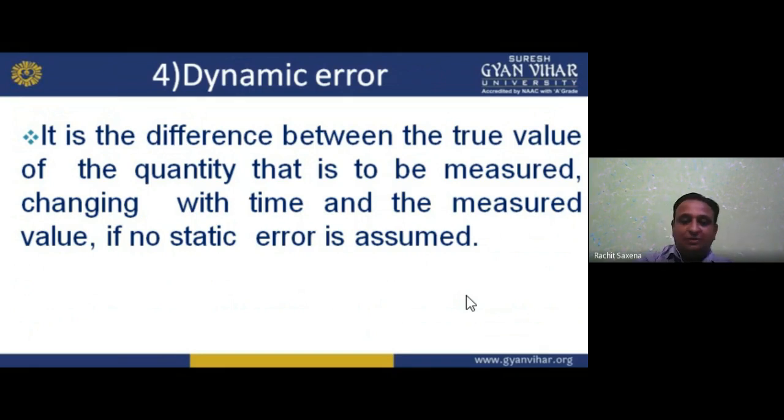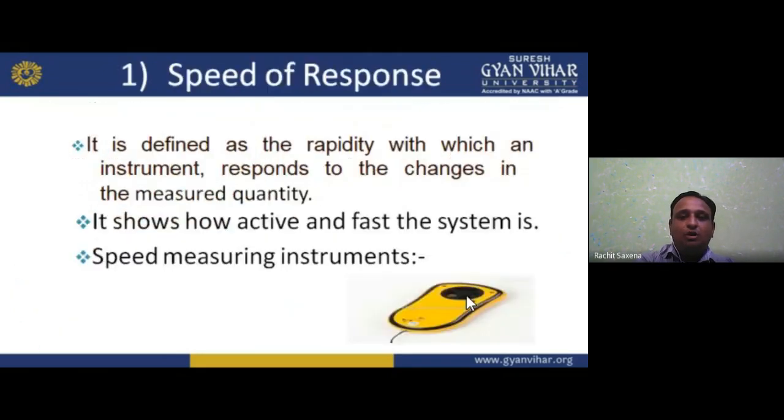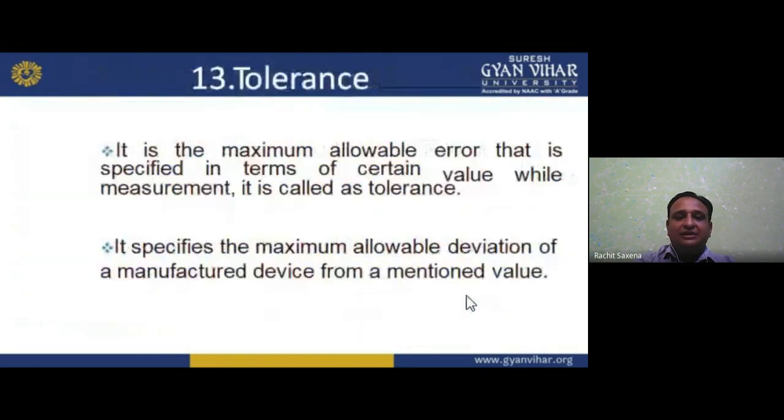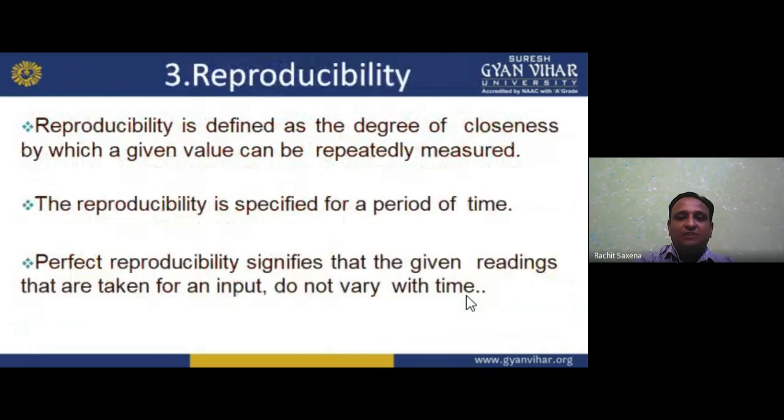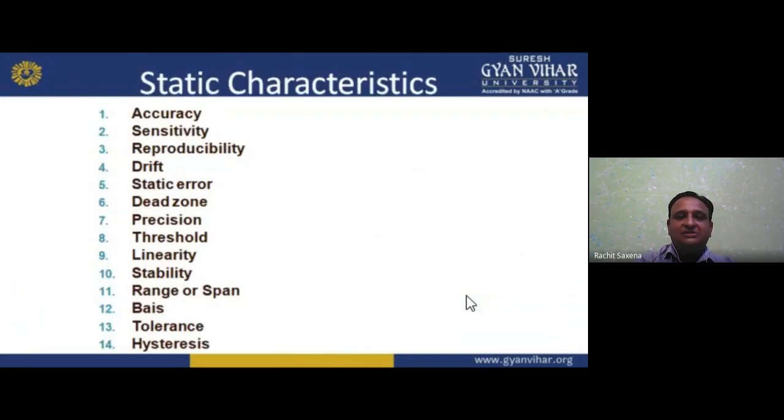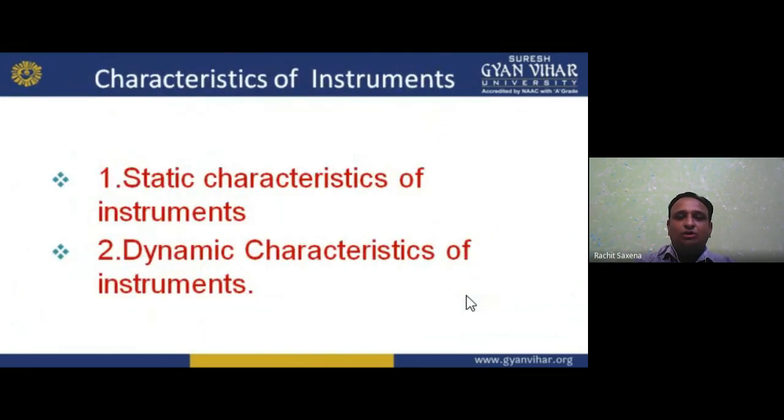So I hope you understand about this thing. Then if I'm talking about the characteristics, we have 14 characteristics. First we have the static and dynamic. So static characteristics do not change with time, and dynamic characteristics change with respect to time.